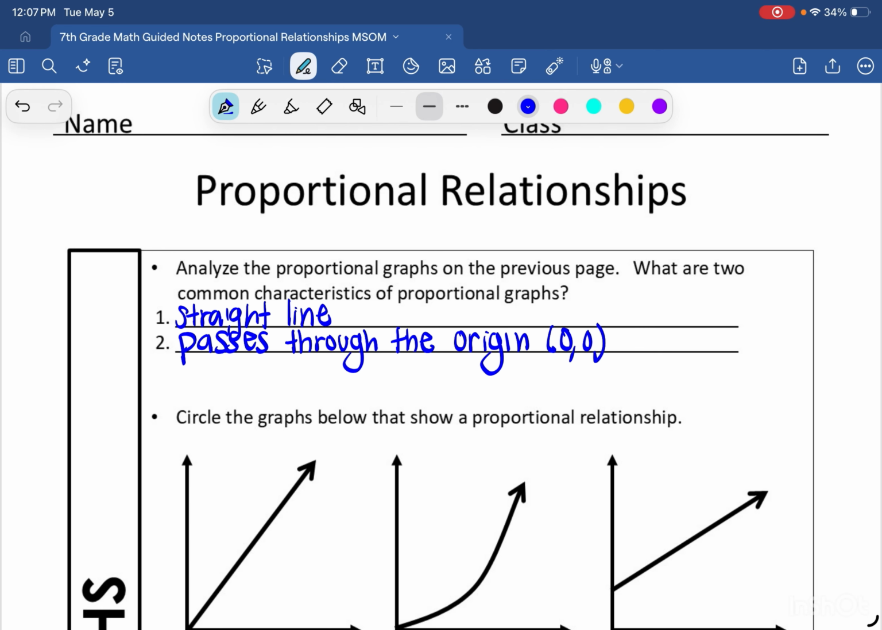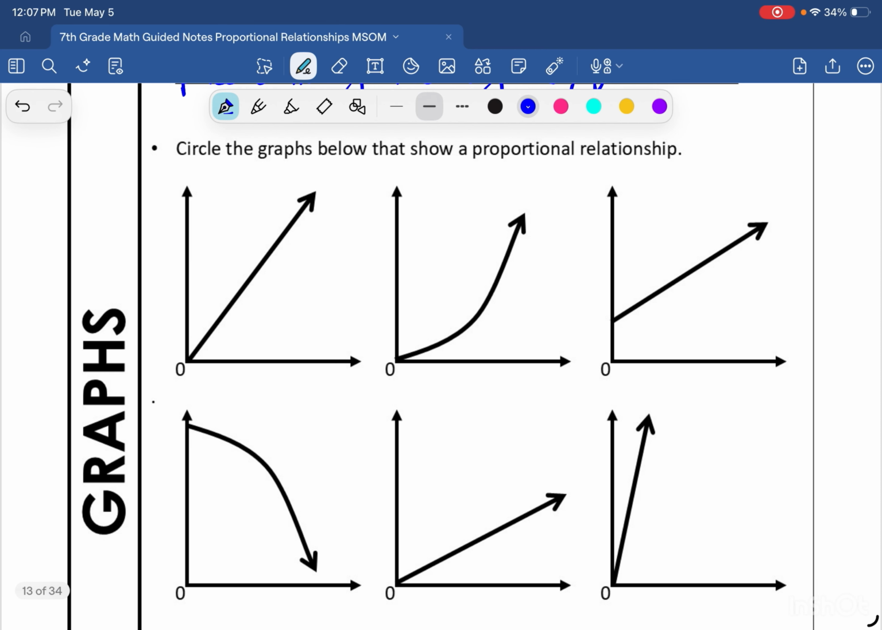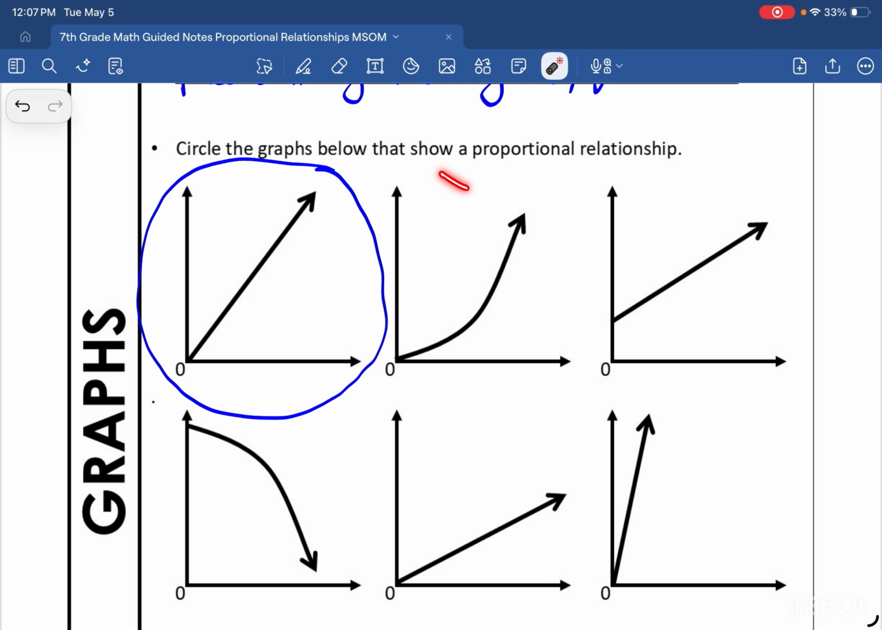Okay, now let's look at these graphs here below. We're going to circle the graphs below that show a proportional relationship. So remember, we're looking for two things: a straight line and goes through the origin. So let's look at this one right here. It is a straight line and it passes through the origin. So that is a proportional relationship. Let's look at this next one right here. This is not a straight line. It does pass through the origin, but is not a straight line, so that is not a proportional graph.